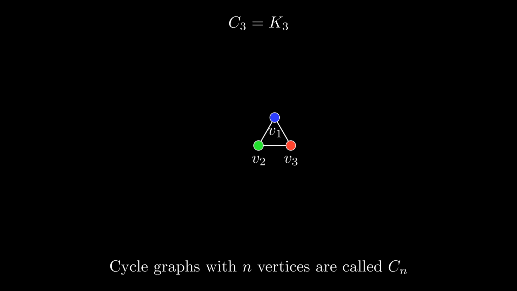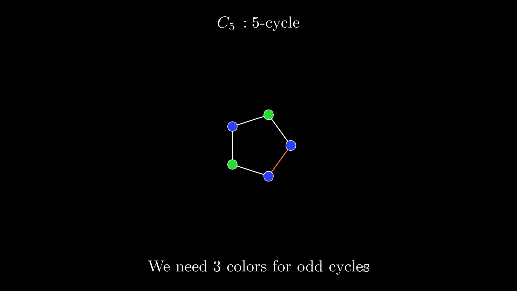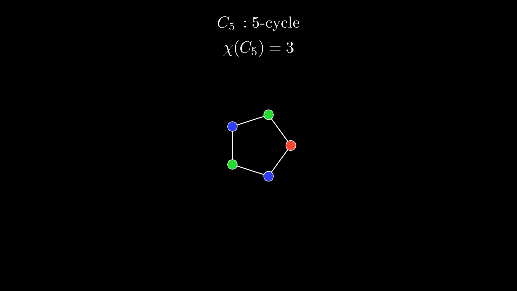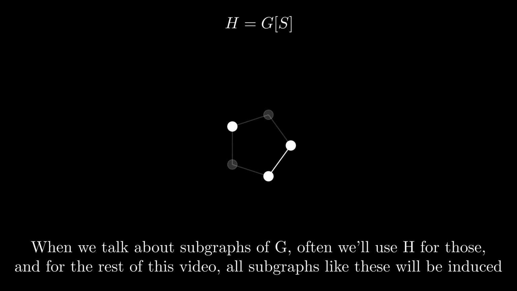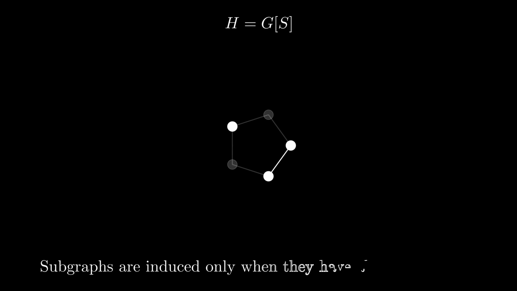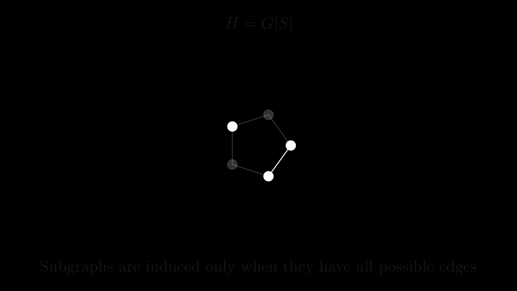Cycle graphs with n vertices are called Cn. Though not really important for this video, they will be useful in explaining some of our foundations. This here is C5. Odd cycles, as you can see, need 3 colors. Subgraphs and induced subgraphs in particular are really important too, and very often are called H. Subgraphs are only induced when they carry on all possible edges.